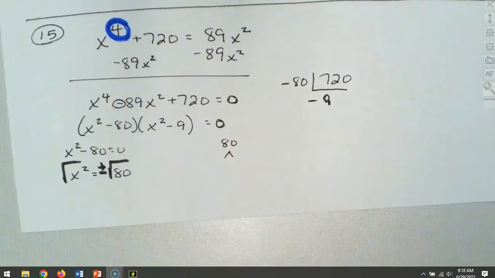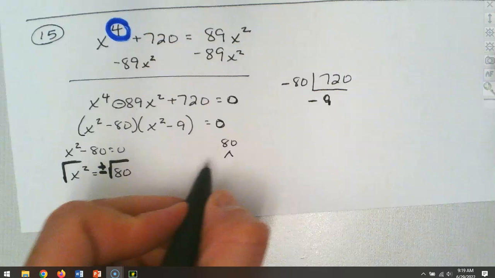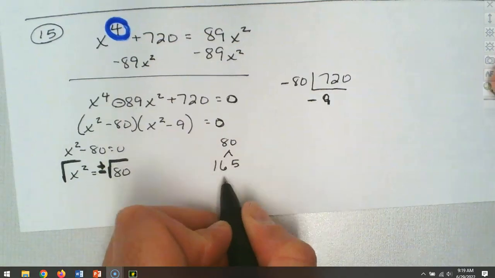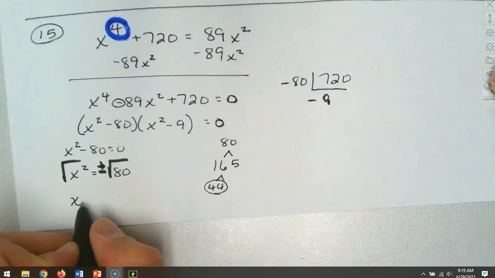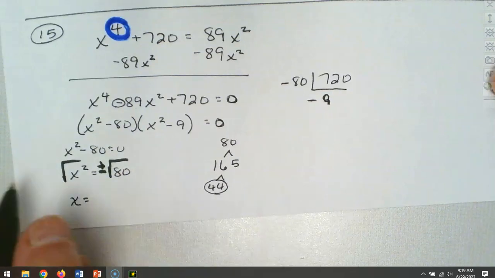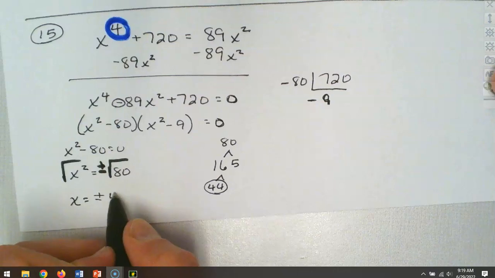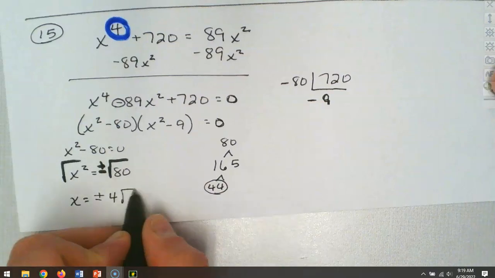I believe 80 has a 16 in it. Yep. 80 factors into 16 and 5, and 16 is 4 and 4. So there's a perfect square. So that gives us then, when we break it up, plus or minus 4, because that comes out. Square root of 5 is left over.